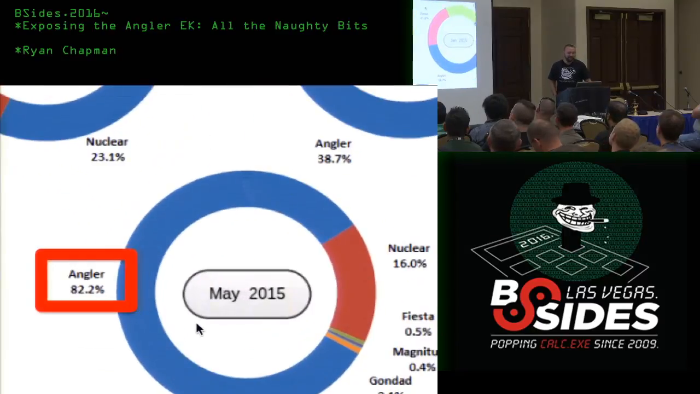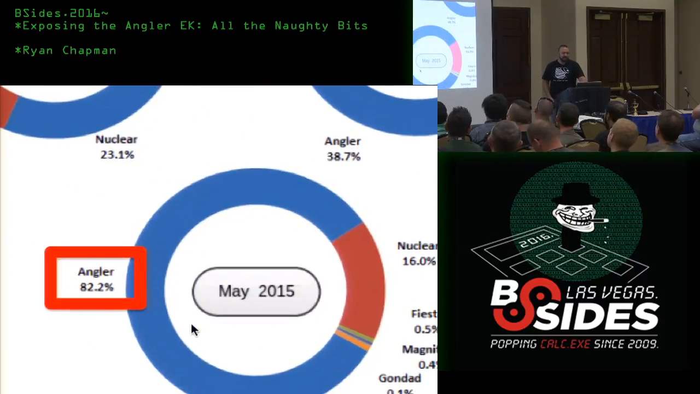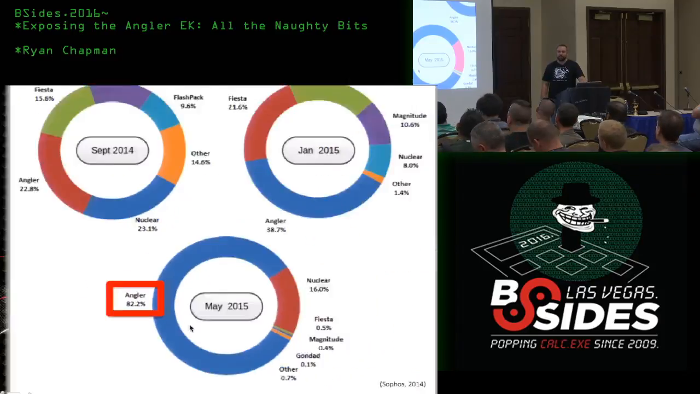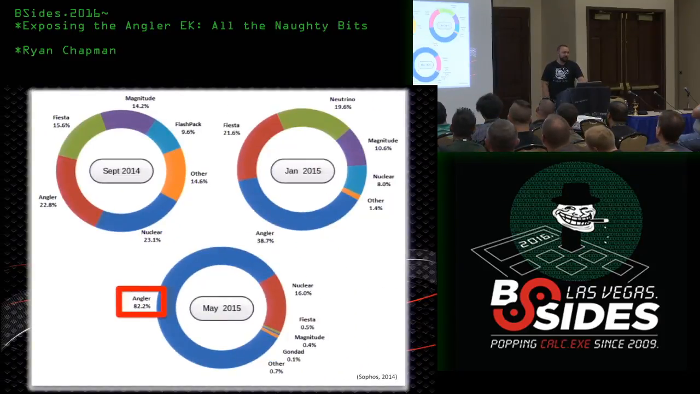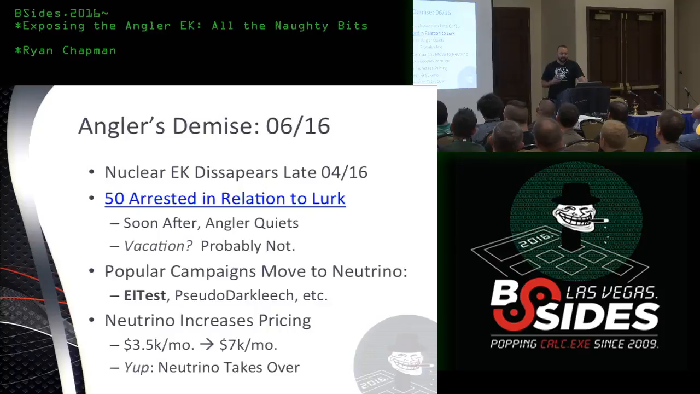Moving on. So you'll see down here in May of 2015, Angler had the lion's share of the market, 82%, and it just increased from there. Seriously, it had a stranglehold. About that, Nuclear disappeared in April of this year. It just went away. I have not seen attribution yet. Any idea where it went? Did they stop writing it? And then in June, 50 people were arrested in relation to a Lurk malware campaign. Lurk was using a derivative, technically a variant, of Angler.